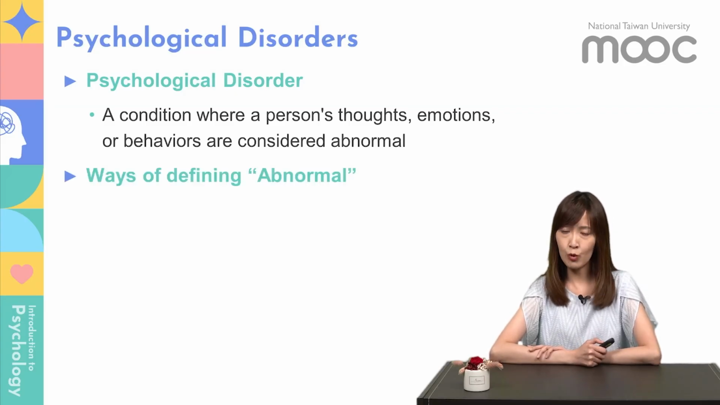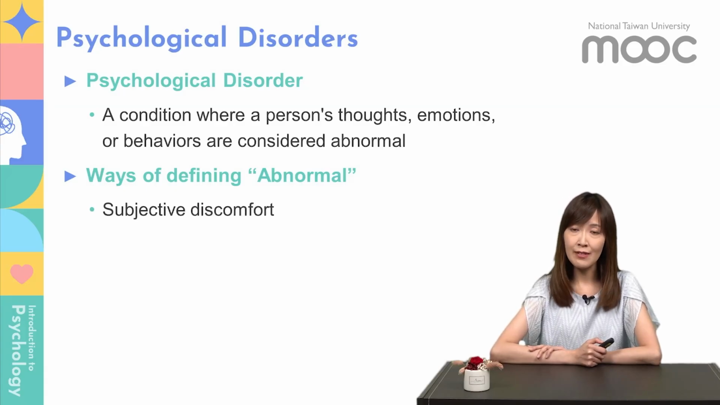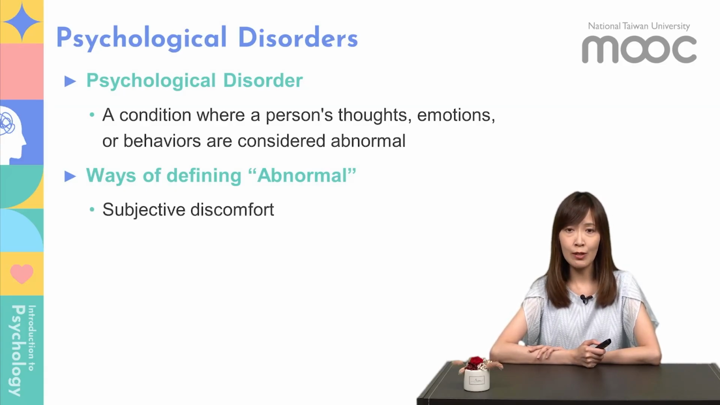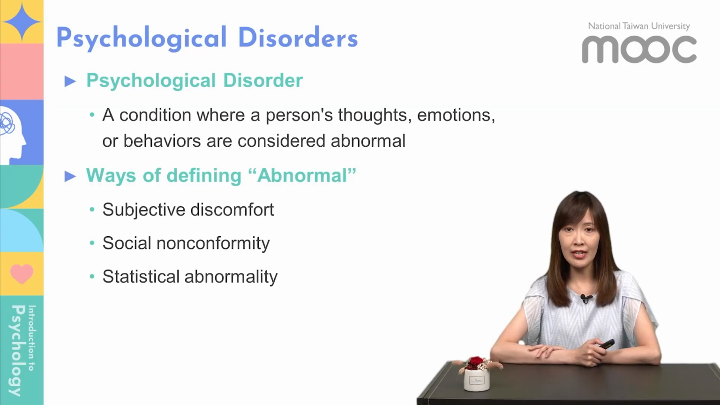But then what is abnormal? There are some ways of defining abnormal. So let's look at them. First, subjective discomfort. People with psychological disorders may report their subjective discomfort. They may report that they have depression, panic, or anxiety. And second, social nonconformity. That is disobeying the standard for a normal conduct in the society. And then third, statistical abnormality. That means some people may have the extreme scores on the scales, such as depression or anxiety.